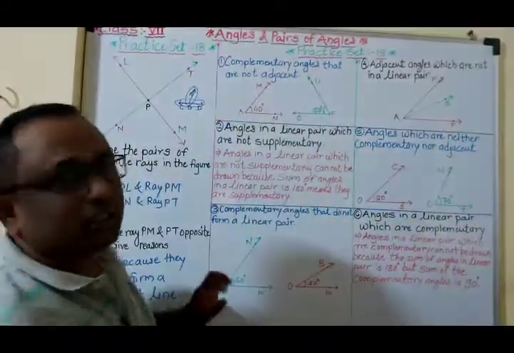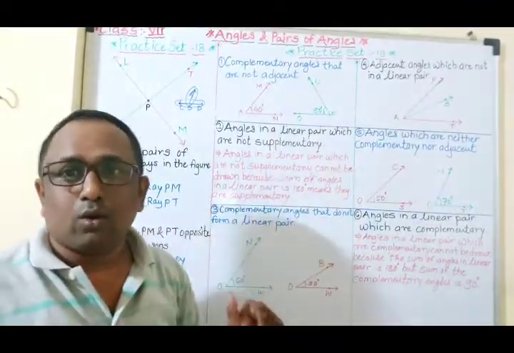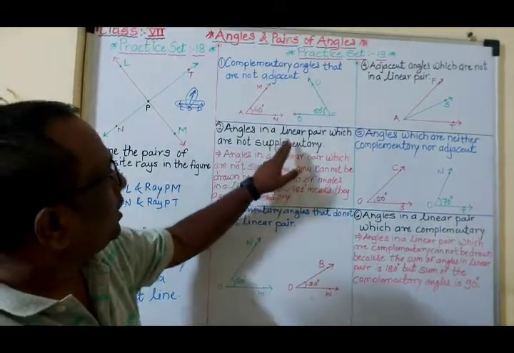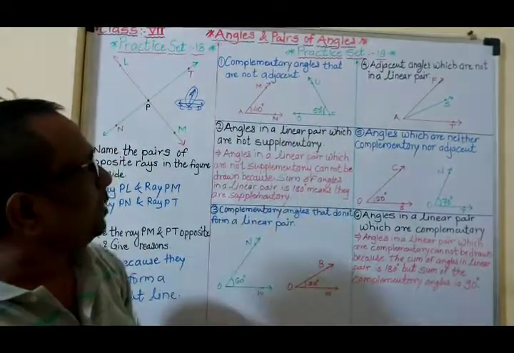But these are totally separate angles. So this way we have to draw this. Okay. So now the second question: angles in a linear pair which are not supplementary.